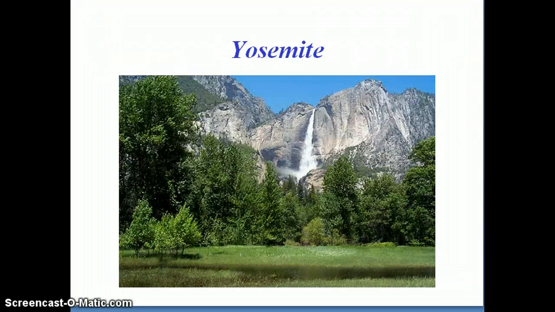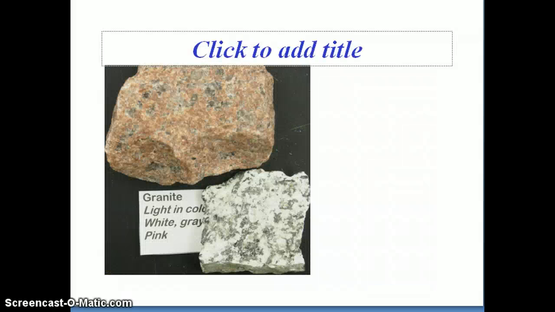Yosemite, this is a great example of an intrusive granite batholith. This was a huge reservoir of granite that cooled under the surface and then was uplifted. The overlying layers of rock and soil were removed and eroded, and we're left with this great, huge rock surface.